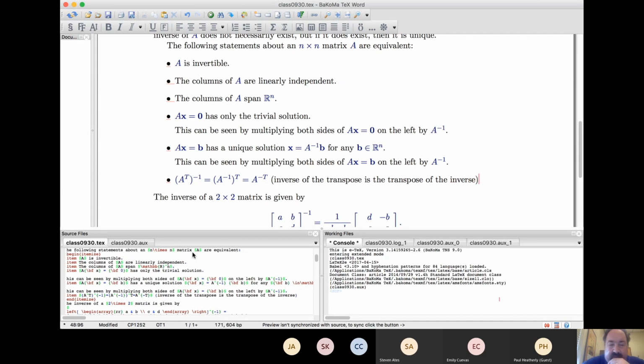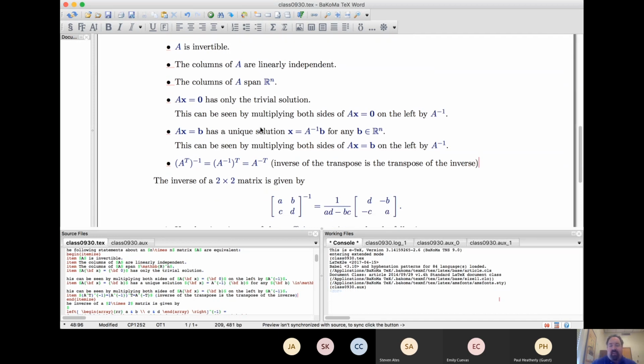Okay. All right. Now, the inverse is normally not an easy matrix to obtain.